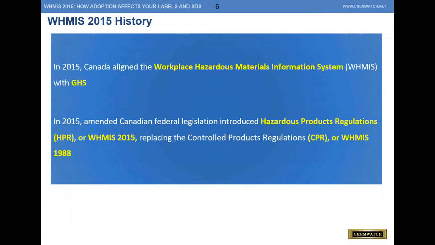This replaced what was current, the Controlled Products Regulations, what was called CPR. Actually, that is WHMIS 1988. So HPR is equivalent to WHMIS 2015, and CPR is equivalent to WHMIS 1988. And you'll see the terms used as we move forward here.